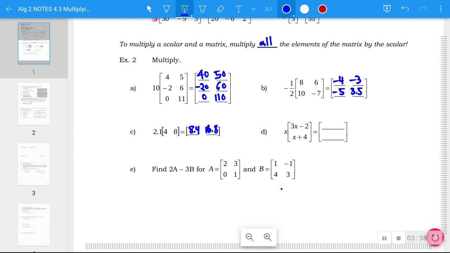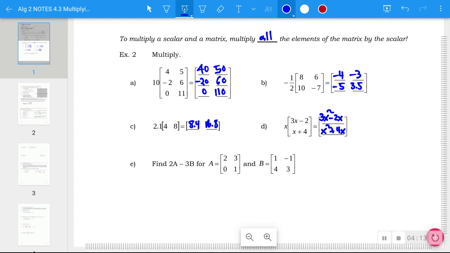Now, in example D, we have a little bit of an unusual problem here. We're multiplying by a scalar that comes in the form of a variable. So we're going to multiply that x by the top element. X times this 3x minus 2 would be 3x squared minus 2x. And then finally, x times this x plus 4 would be x squared plus 4x. And you can see that I had to apply the distributive property in the middle of that scalar multiplication.